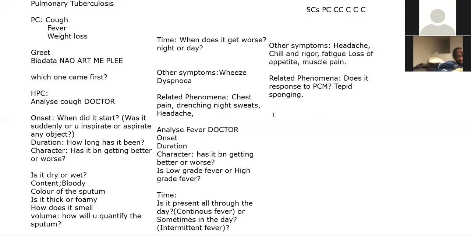Major causes of TB in our environment. There are a lot of causes, but the major ones, I want you to say it. So what are the major causes of TB? Doctor, let's do this together. There are a lot of causes of TB, but the major one.